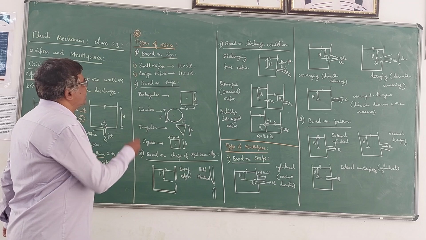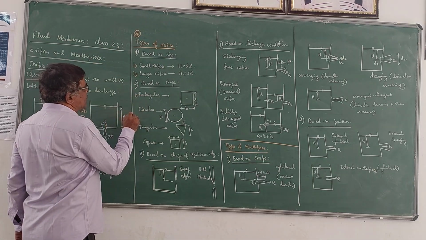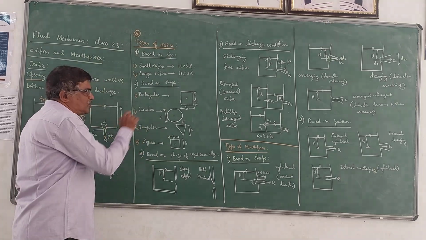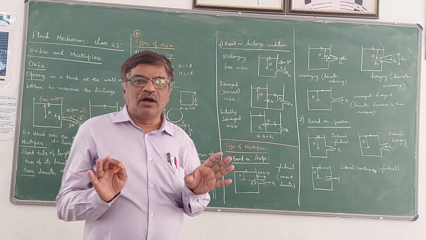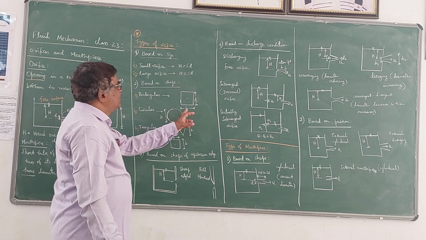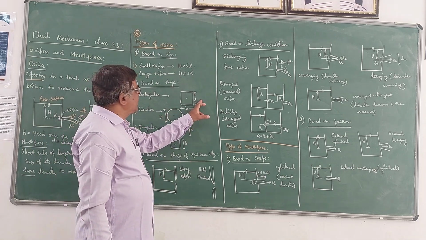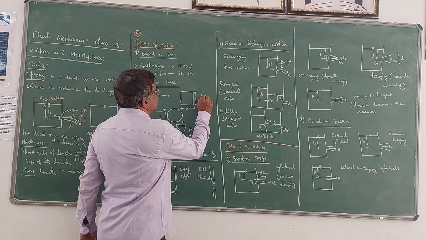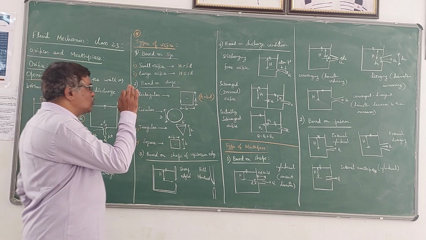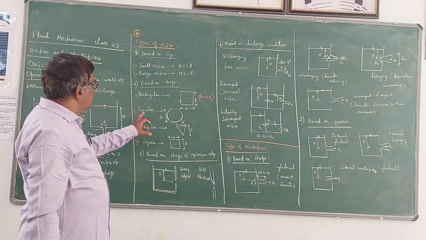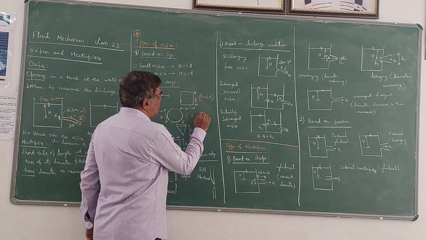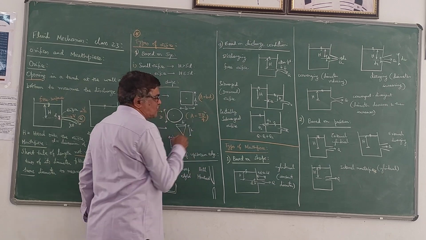Coming to the second classification, based on shape, it can be classified as rectangular, circular, triangular and square. These are different geometrical shapes that we can provide as an opening in a tank. Rectangular means the width can be taken as B and depth as D, so the area of the orifice is B into D, through which water flows. Circular orifice of diameter D has area pi D square by 4, or if you know the radius, it is pi R square.